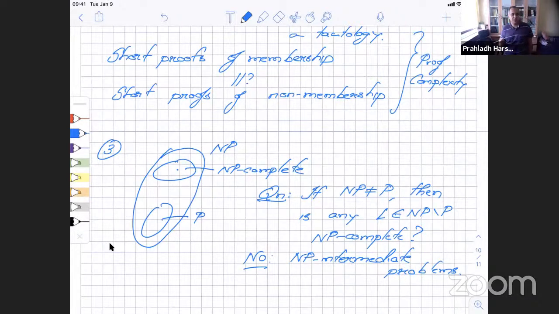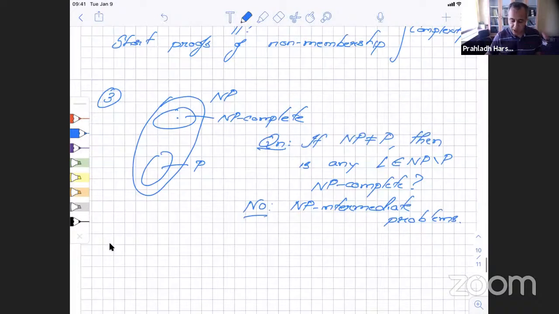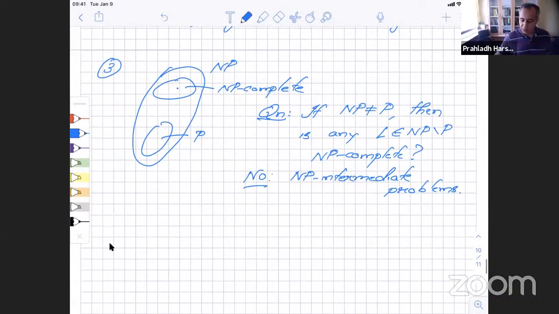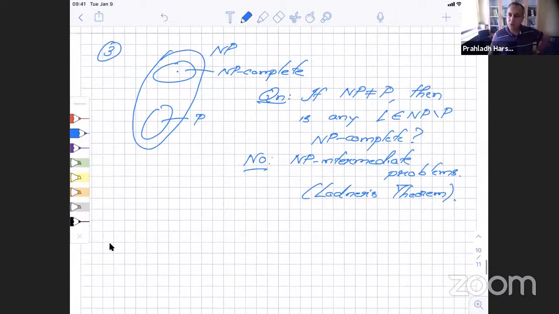And we might do this in our next topic, diagonalization. I'm not sure whether we'll have time, but it's an interesting theorem that we can do. This is called Ladner's theorem. Okay, it's already 1. I'll take 5 more minutes and wrap up. So that's one.